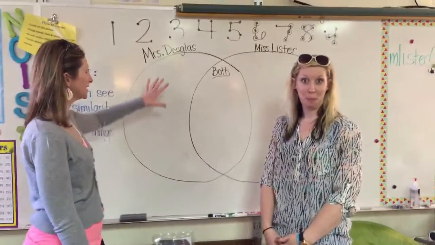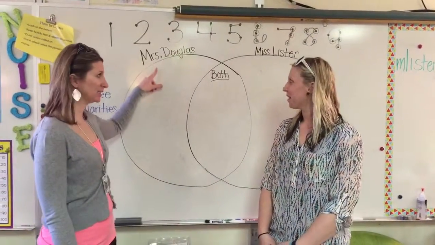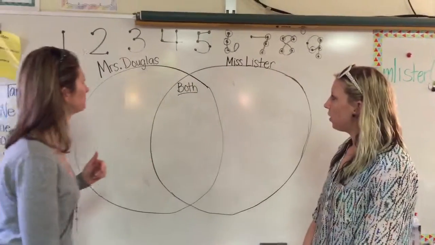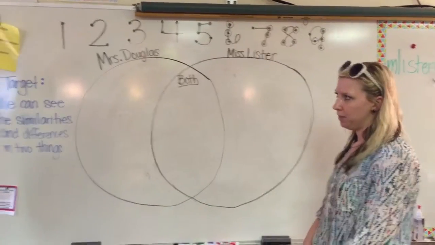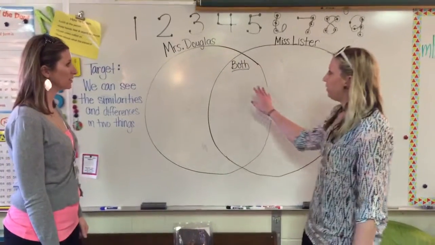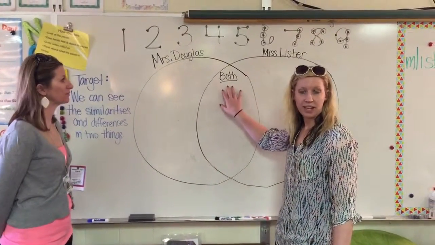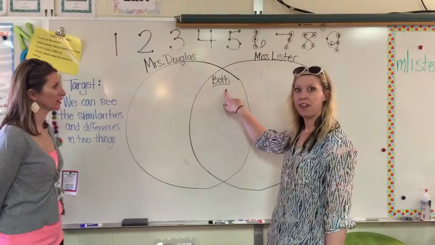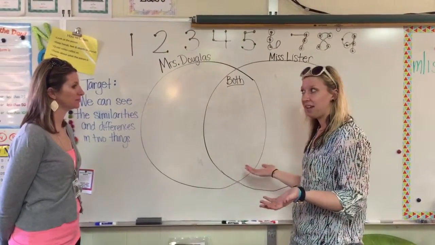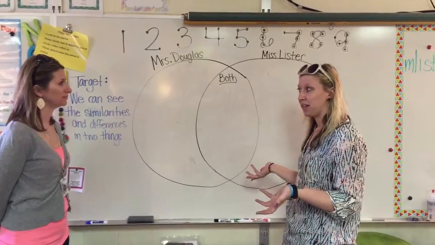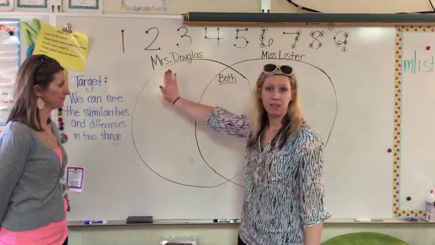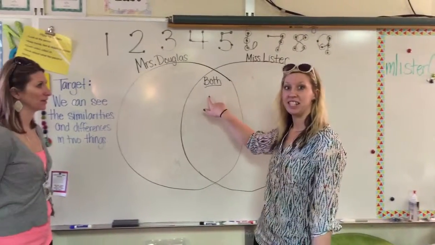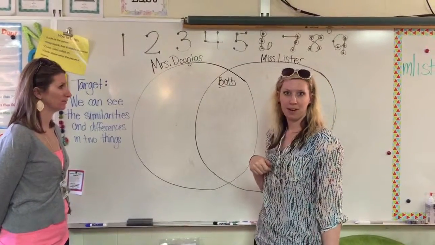So on one side of the Venn diagram we have Mrs. Douglas, and on one side we have Miss Lister. Okay. So let's explain the diagram to them. We have to have both in the middle because when you compare two things, it's why both things are the same. But if you're contrasting two things, you have to tell why they're different, right? Right. So we're going to put things about Miss Douglas over here, things about Miss Lister over here, and then if they're the same about both of us, we got to put them in the middle.